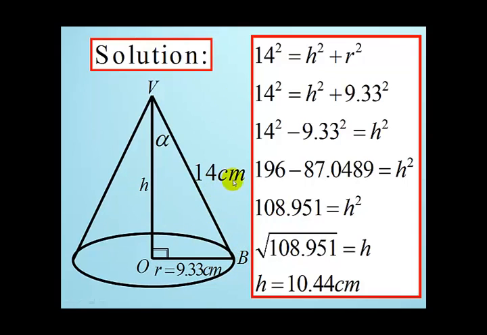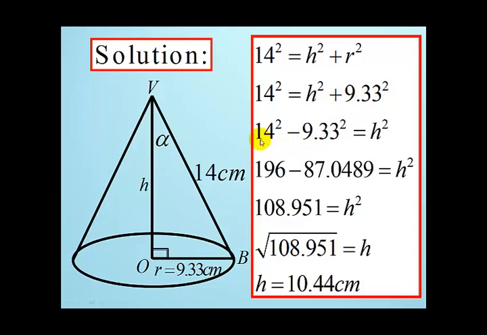Now take note that from the Pythagoras theorem, considering a right angle triangle, in this case our right angle triangle is VOB, the square of the hypotenuse is equal to the sum of the squares of the other two sides, that is the h and the r. So 14 squared is equal to h squared plus r squared. Now we have 14 squared is equal to h squared plus, take note that the r, that is the base radius, is 9.33. So we have plus 9.33 squared. Don't forget that we are calculating for the height of the cone. So we have to make h the subject. That means that our plus 9.33 squared on the right hand side becomes minus 9.33 squared on the left hand side.